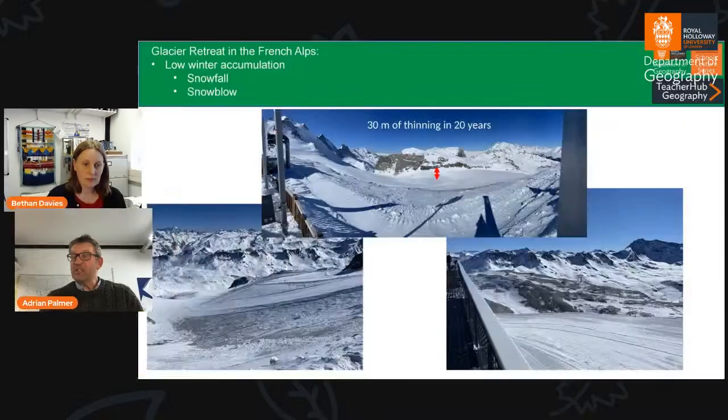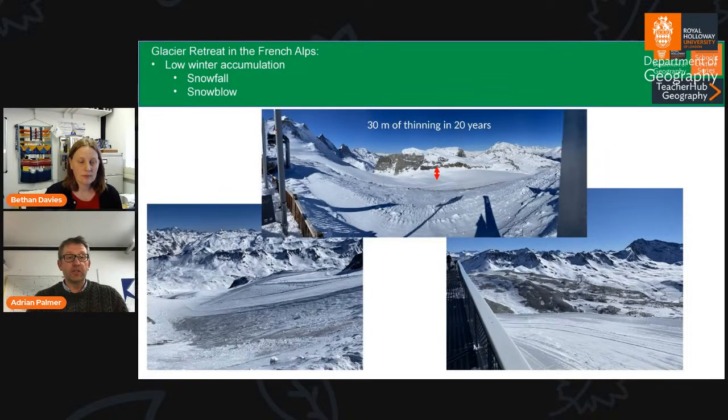And therefore, you have to adjust your methods in order to be able to extend that time series back in time. And that's where I think the Mer de Glace is such an interesting example, because of the range of different sorts of techniques that have been used in order to develop that.